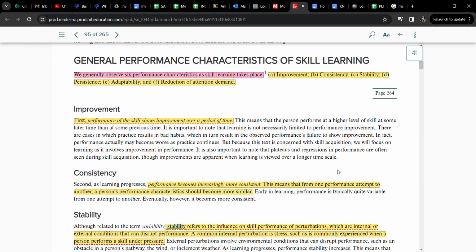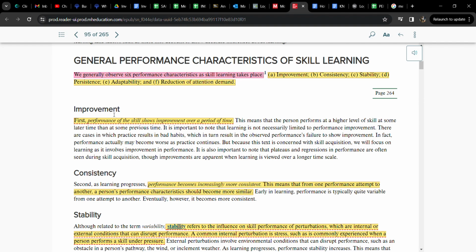Now next we're going to talk about performance characteristics. So when we see people improve their performance, we should see these 6 components. The first one's improvement, the second one's consistency, third one's stability, fourth is persistence, fifth is adaptability, and the sixth is a reduction of attention demand. So as we improve, and as we get better, and as we learn, our performance should show these 6 components.